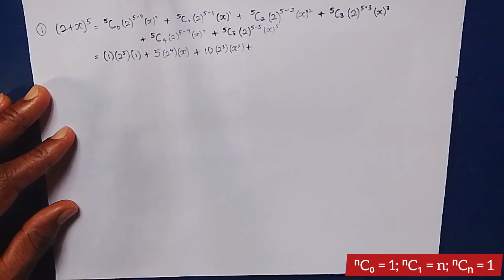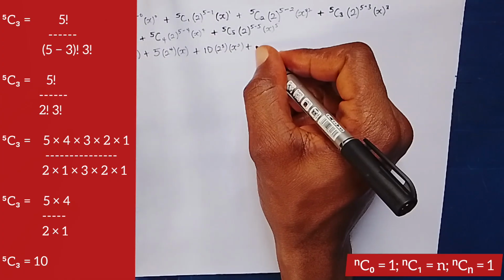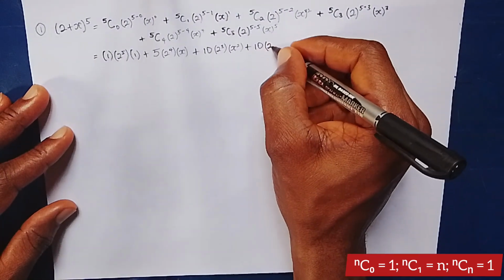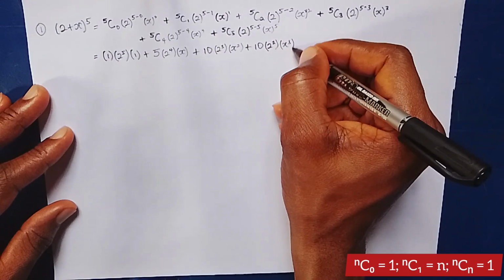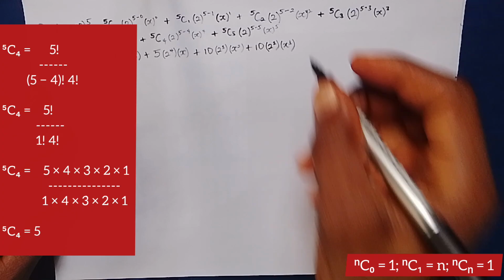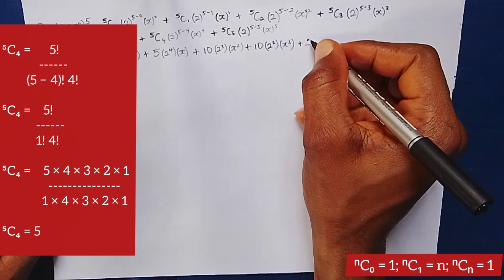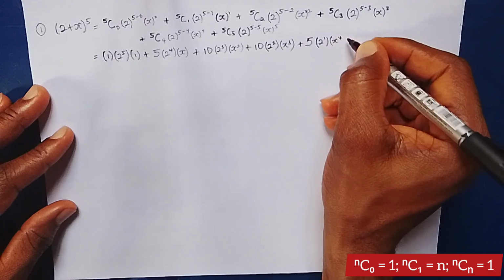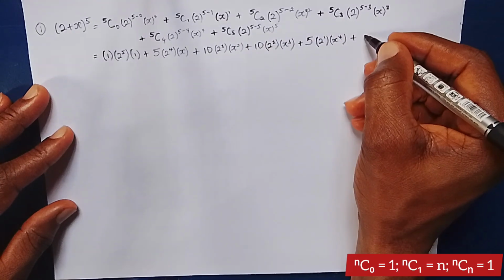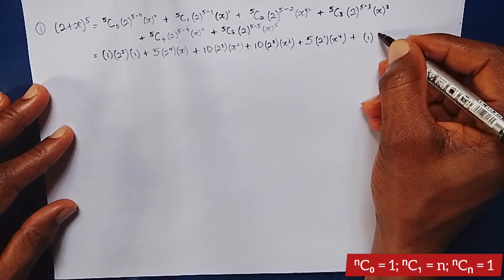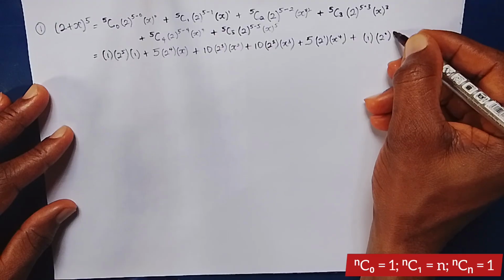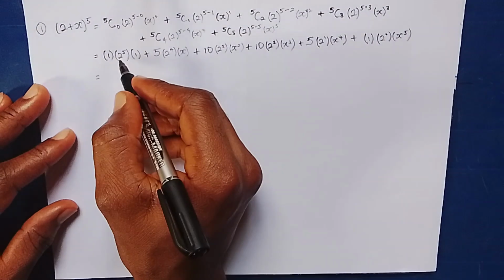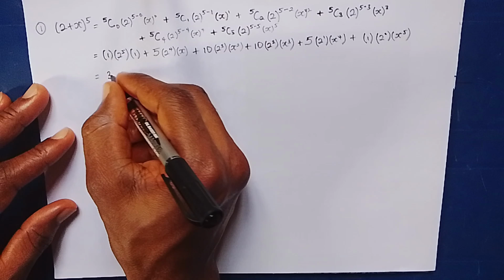Plus 5 combination 3, again is 10, 2 raised to power 5 minus 3, 2 squared, x raised to power 3. 5 combination 4 is 5, 2 raised to power 1, x raised to power 4. Plus 5 combination 5 is 1, times 2 raised to power 5 minus 5, which is 0, and x raised to power 5. So, simplifying all of this, we have 2 raised to power 5 is 32. 32 times 1 times 1, we have 32 here.